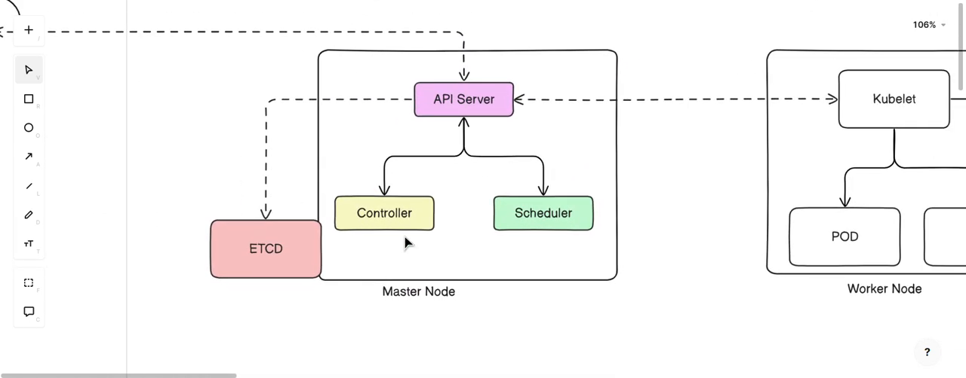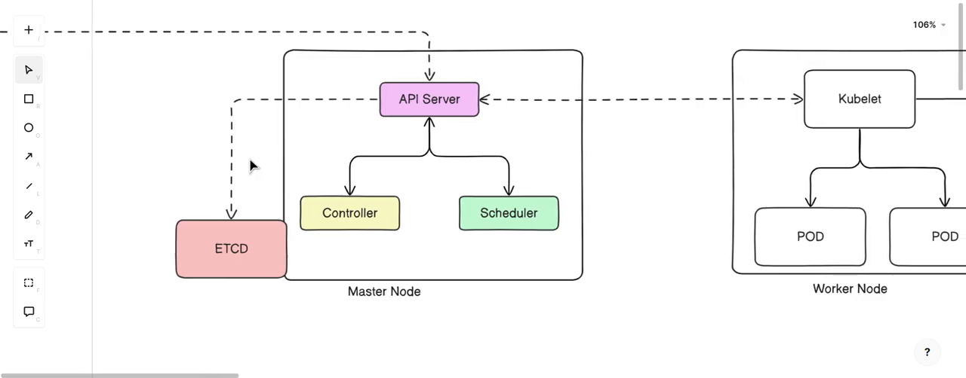So etcd will store, in each node, how many pods are currently active. In this worker node you can see there are 2 pods, right? That information is stored in etcd. Now what is scheduler?